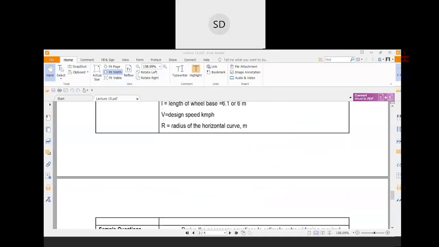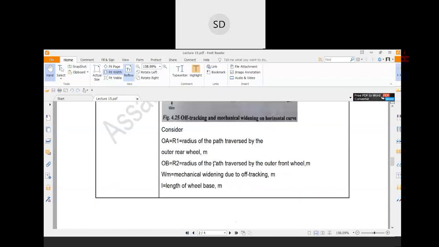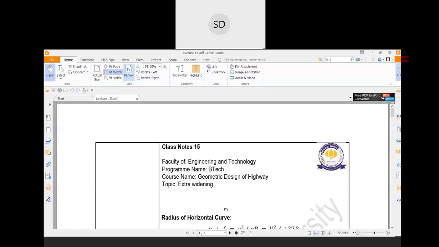So I think that portion is clear to you, extra widening. Is it clear to all of you, extra widening? Okay, so this is all about today's class. In our next class, we will discuss some other topic.